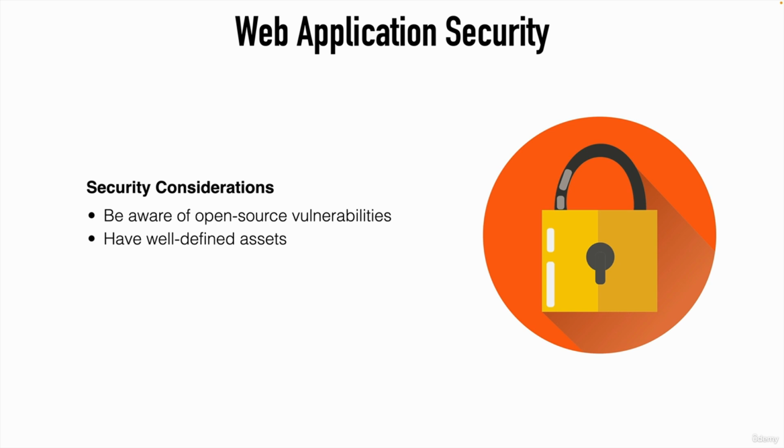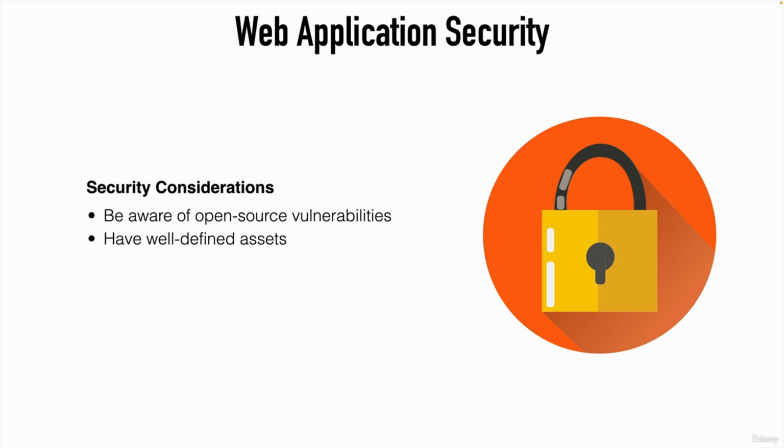Also, we want to have well-defined assets. An asset is defined as anything that's valuable to our organization. So the contents of our web application servers, those would certainly be assets. Now, if we don't know what we need to secure, that makes it really hard to secure it. So we want to know exactly what assets make up our applications and our software, whether that's the underlying software itself or whether that's the data inside.